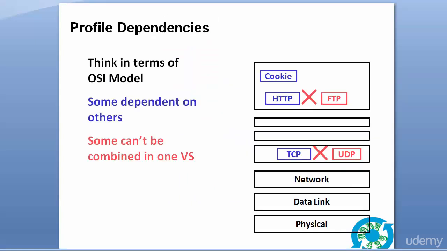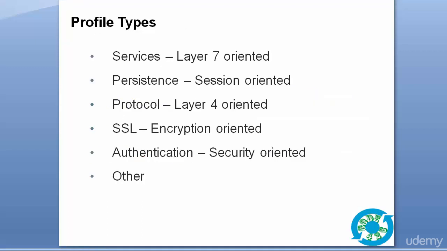The OSI model seems to be the best way to explain why certain profiles require other profiles when configuring the virtual server. If you are using a higher level profile in terms of the OSI model, the lower level profiles will be required config for that virtual server. Similarly, two profiles on the same layer cannot coexist. These groups are more administrative than anything else. There are lots of types of profiles.